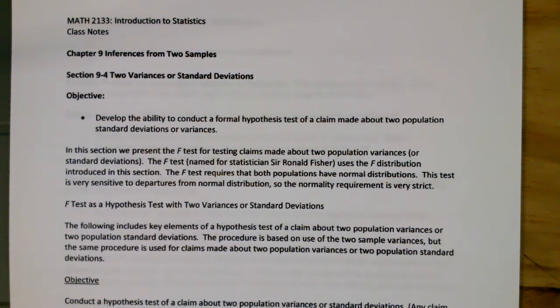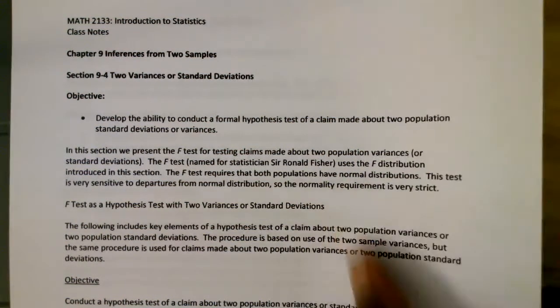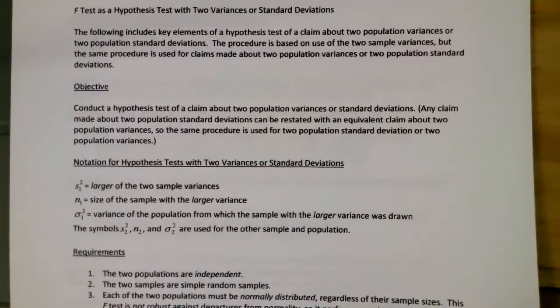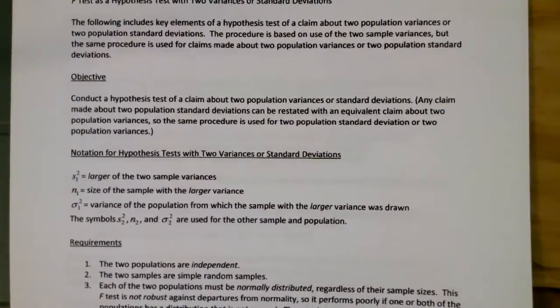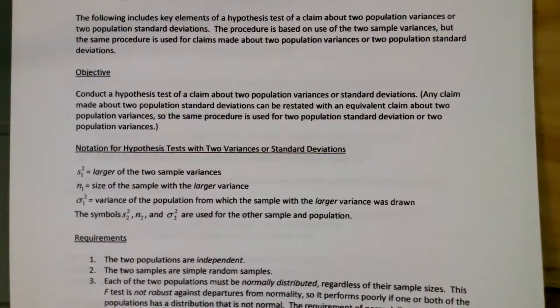Now, the F test uses the F distribution. And also, it requires both populations to have normal distributions. Here, this test is going to be very sensitive to departures from normal distributions. So the normality requirement is going to be very strict. Okay. So what I'm going to do is show you our objective and also the notation and give you some of the requirements.